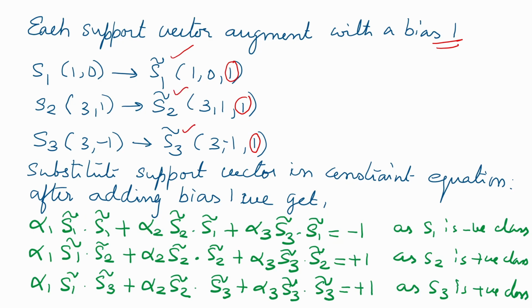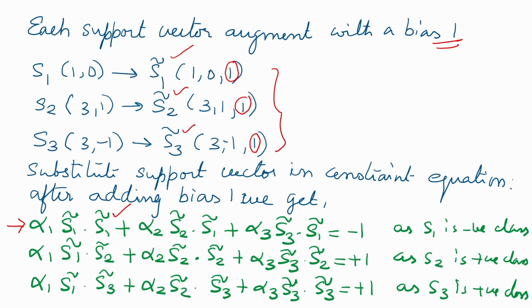So these support vectors we can substitute into the constraint equation. When we add them into the constraint equation, we'll be getting equations like this: alpha 1 S1 tilde dot S1 tilde plus alpha 2 S2 tilde dot S1 tilde plus alpha 3 into S3 tilde dot S1 tilde.